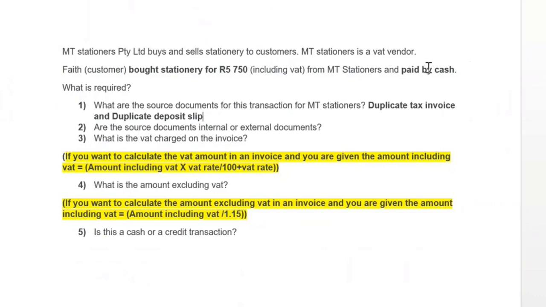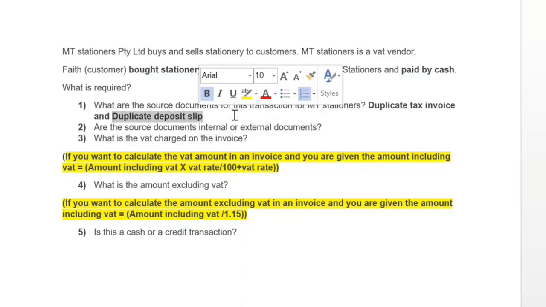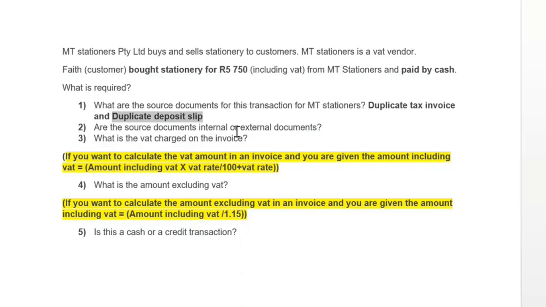And then after receiving, because we received cash, we went to the bank and deposited the 5,750 into the bank account. And then the bank kept the original deposit slip, and we were left with a duplicate deposit slip. Number 2, are the source documents internal or external documents? So my question is, the duplicate tax invoice and the duplicate deposit slip, are they internal or external source documents?